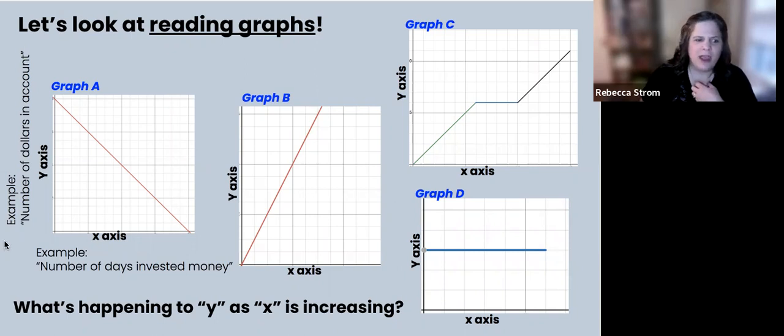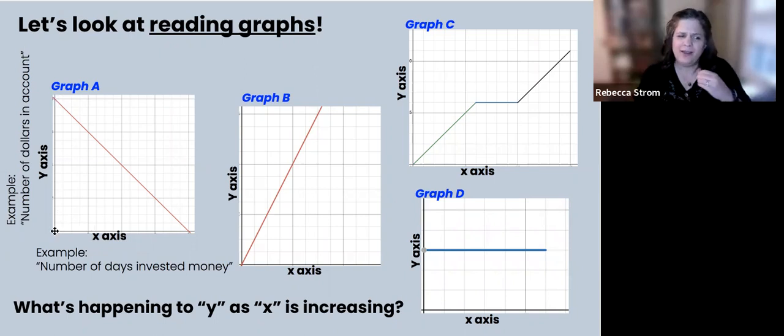So if I look at my graph A, on the first day, 0 days, and 1 day, 2 day, 3 days. So I started with this investment of money, and I'm always going to notice what's happening to my Y as my X is increasing. So I'm going to be reading this from left to right, noticing my relationship in my Y's.